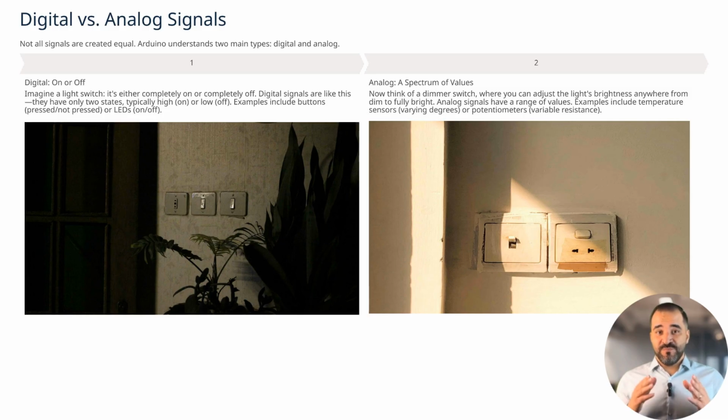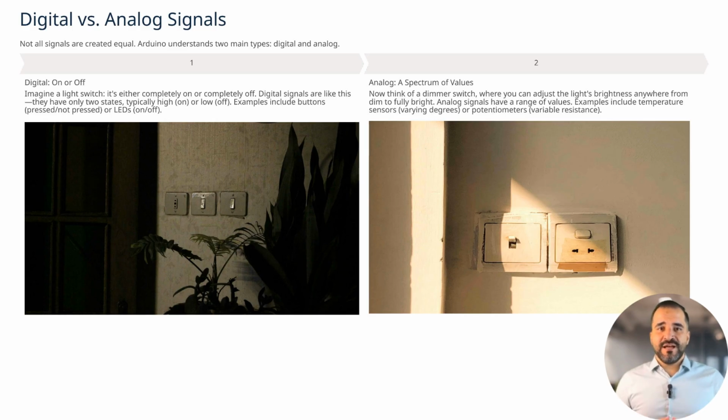Arduino works with two primary types of signals, digital and analog, each with distinct roles in how your project senses and responds to the world. Digital signals are binary, meaning they can only be in one of two states, high, on, or low, off. Think of them like a standard light switch. You're either flipping it on or off, with no in-between. Devices like buttons, limit switches, and LEDs commonly use digital signals for simple, reliable interactions.